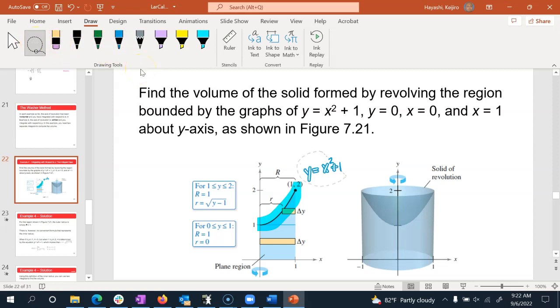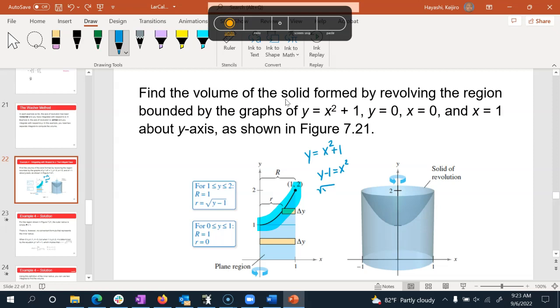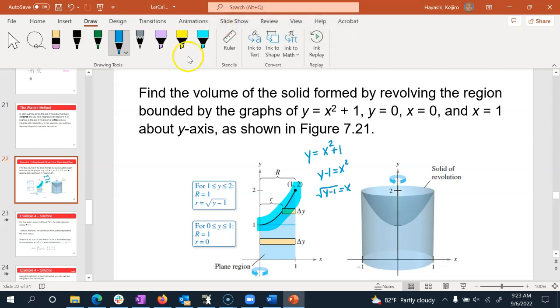But you can actually just take this function y equals x squared plus 1 and solve for x. So y minus 1 is going to be x squared. And so the square root of y minus 1, that's going to be x. And that's the way in which you're going to want to describe this curve, because your integral is going to be dy, so you want to describe your functions in terms of y.